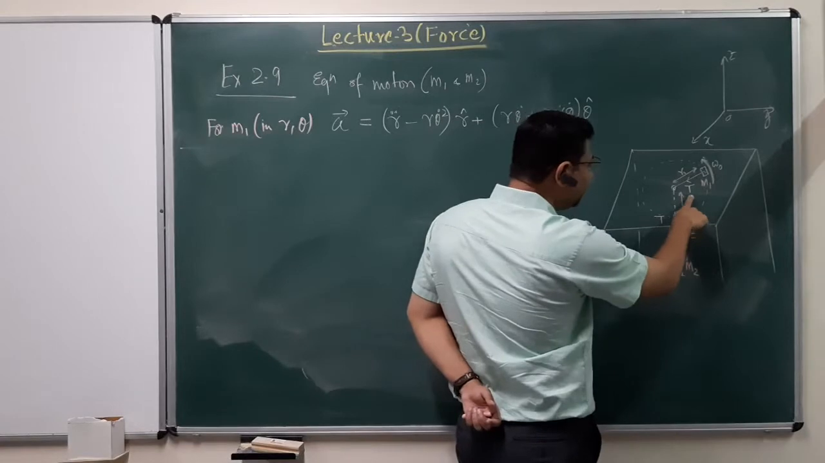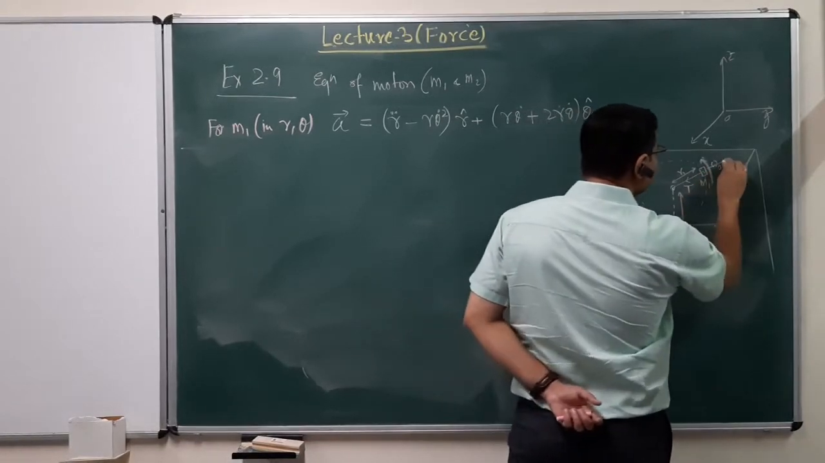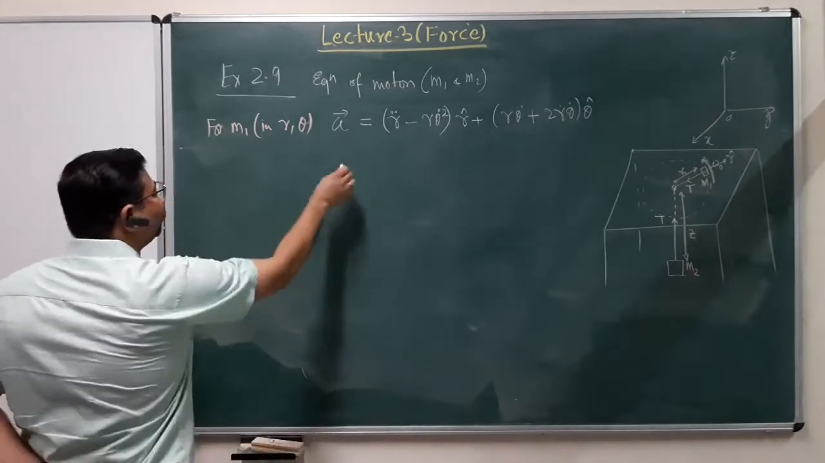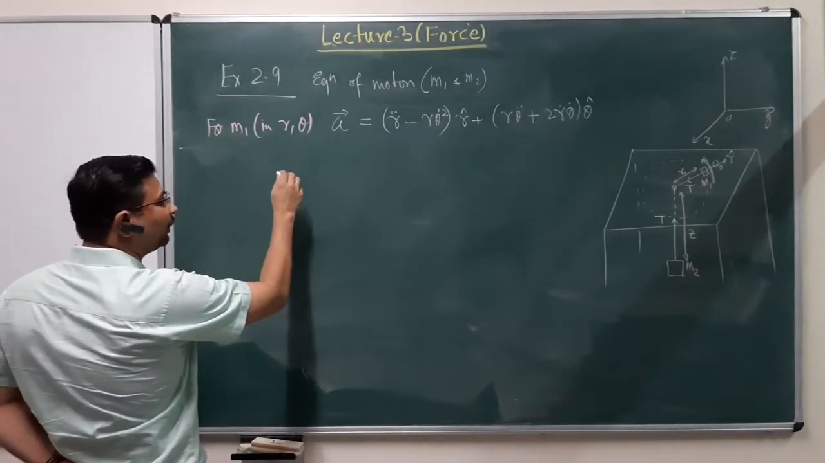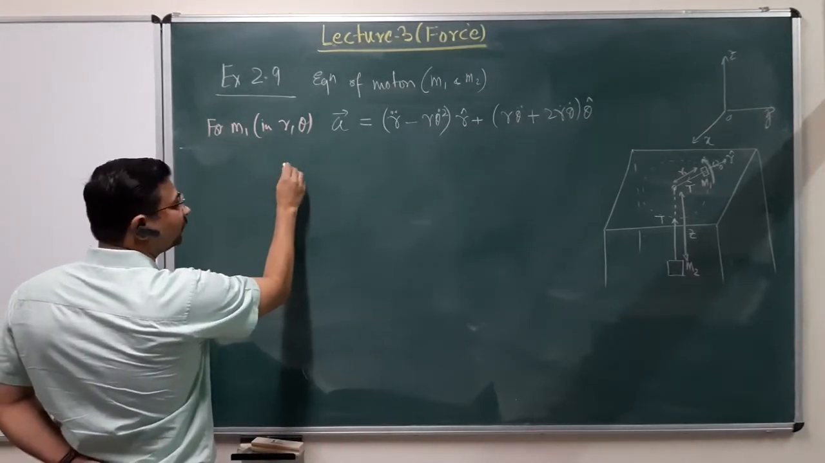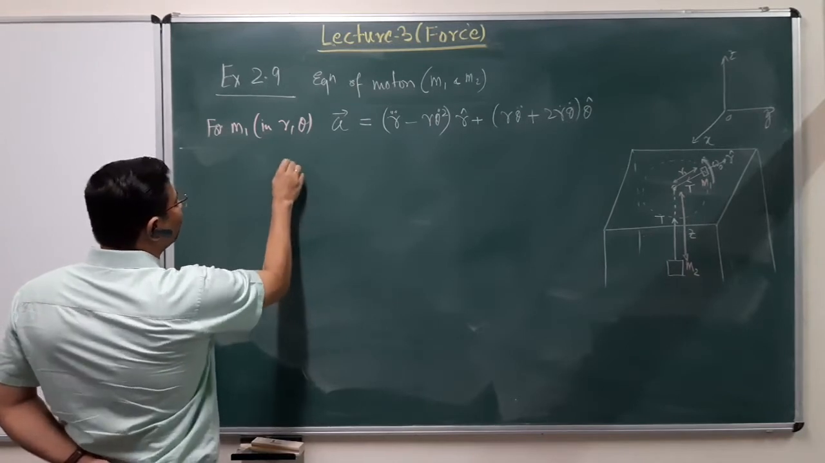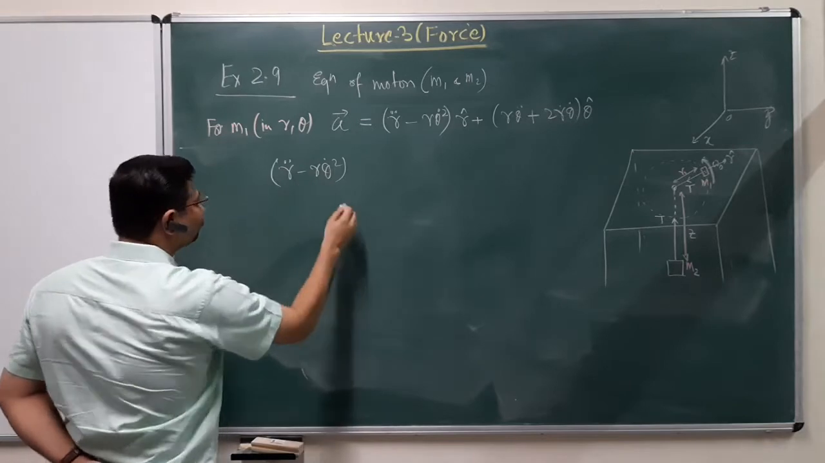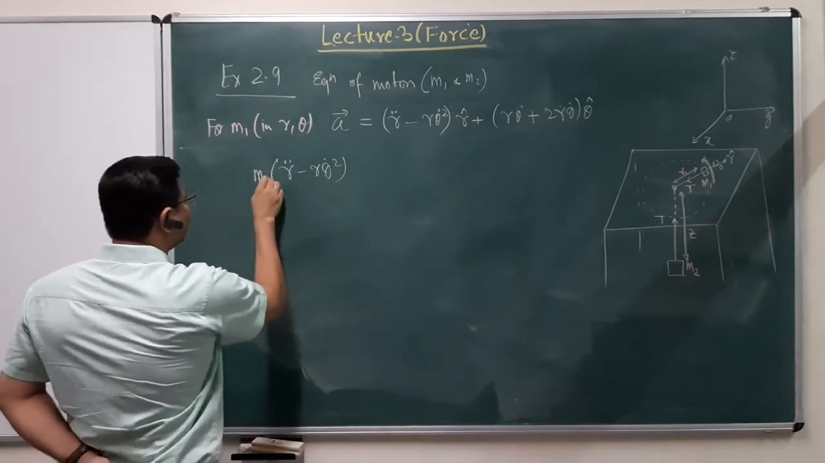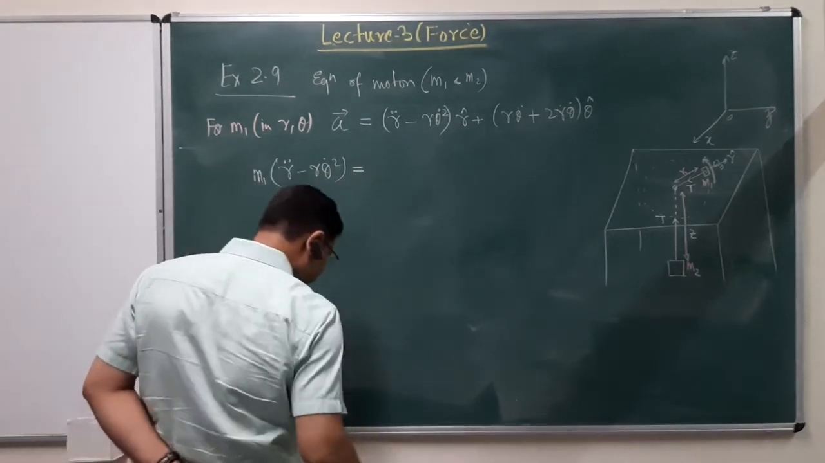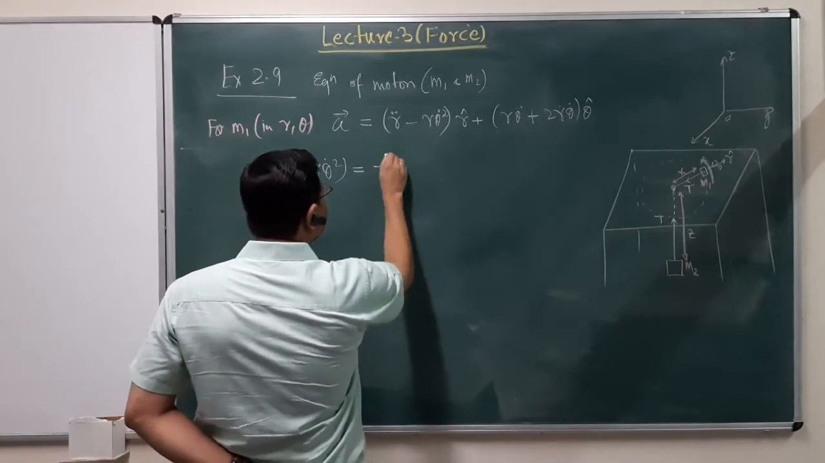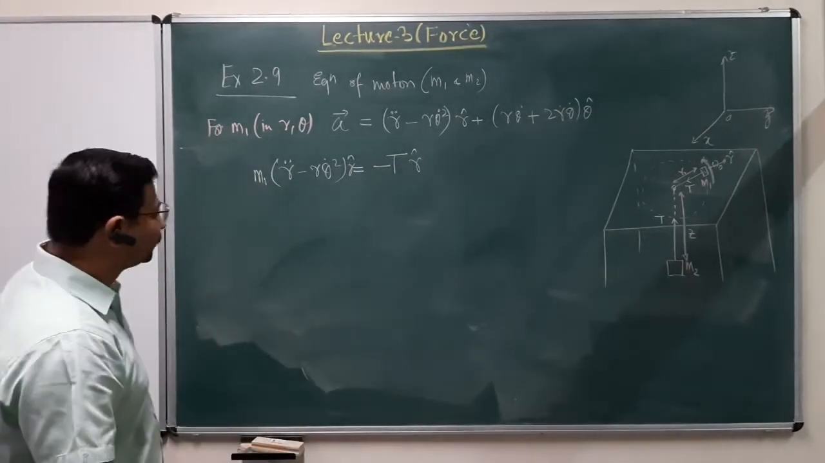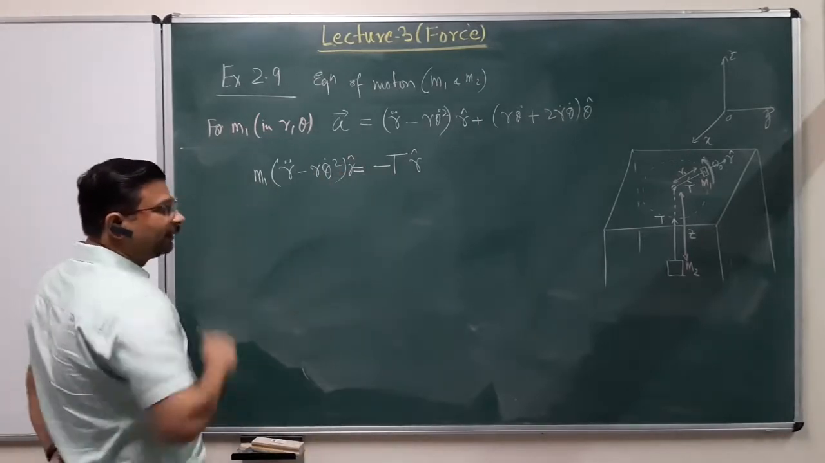Let me look at the problem again. This tension T is in the radial direction, where this is my r cap. So we can now equate the different components. In the radial direction, what we have is r double dot minus r theta dot square, and we'll just add m1 here so that it becomes a radial force, and that is equal to the tension in the opposite direction of r cap. So this is one equation, and then there is the tangential direction.